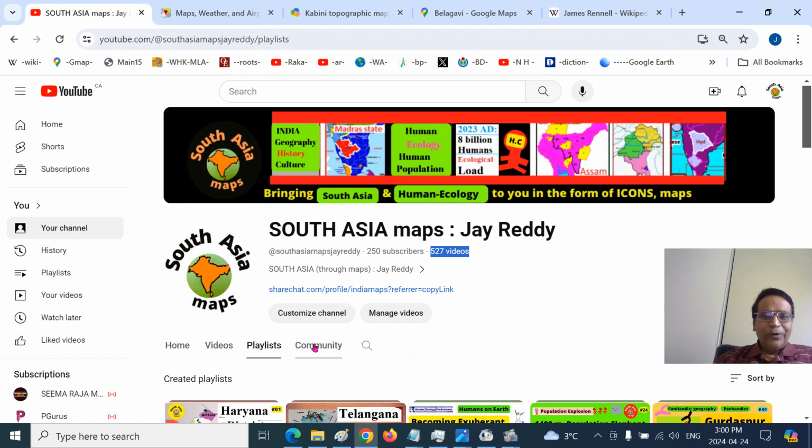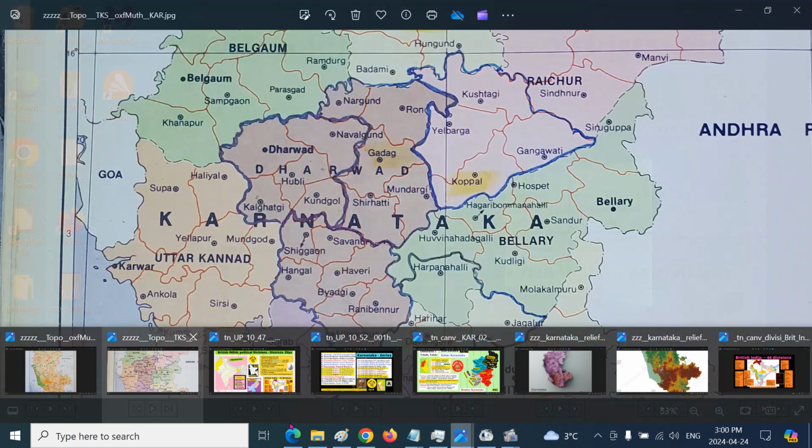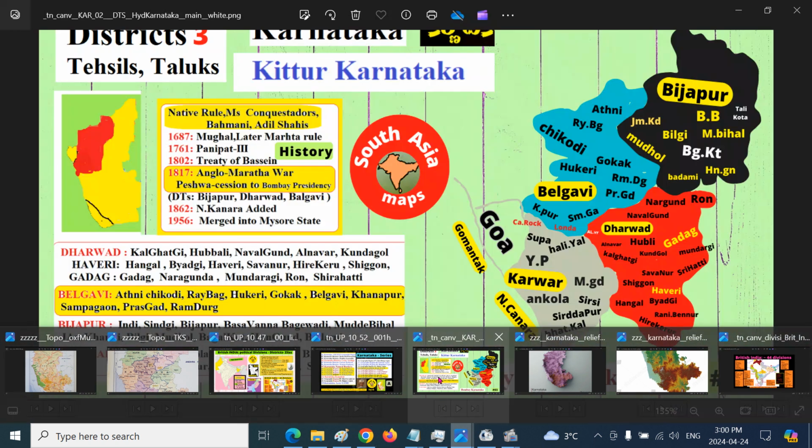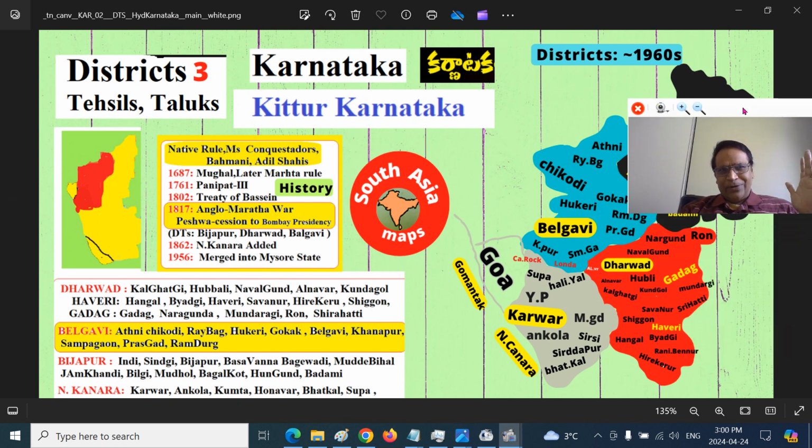We have seen these, and that is about the fascinating districts, sub-districts, tehsils, taluks of Karnataka, Kittur Karnataka, Bombay Karnataka region of Karnataka state or Karnataka province.